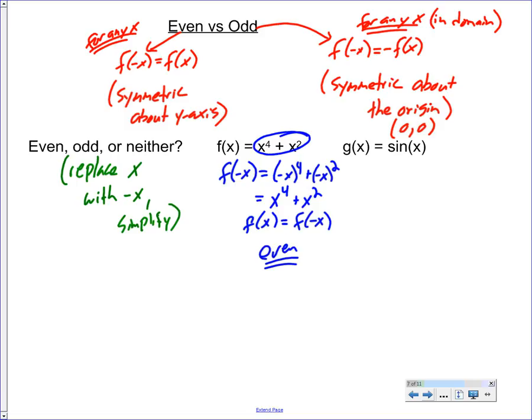Second one's a little bit trickier. We're going to do the same thing: take x and replace it with negative x. This one's going to be the sine function. So for this one, we want to think a little bit about what our sine graph looks like.